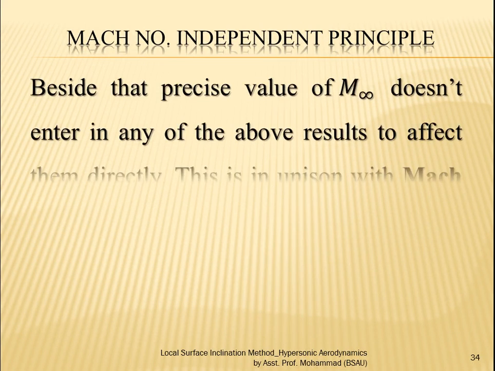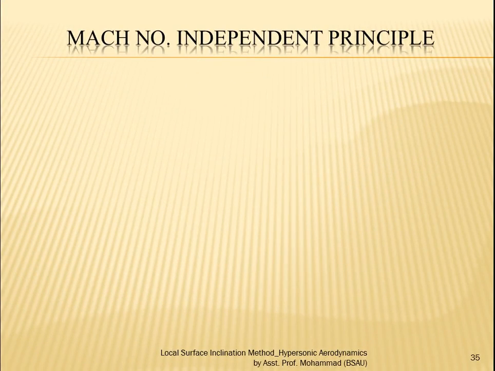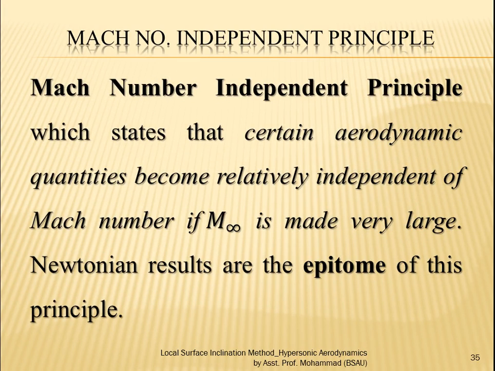So beside that, the precise value of M infinity doesn't enter in any of the above results, so it does not affect them directly. This is in unison with the Mach number independent principle, which states that certain aerodynamic quantities become relatively independent of Mach number if M infinity is made very, very large. So Newtonian results are the epitome of this principle, the perfect example. We can see that Mach number is affecting, but indirectly, and directly it doesn't appear anywhere in the entire relation.